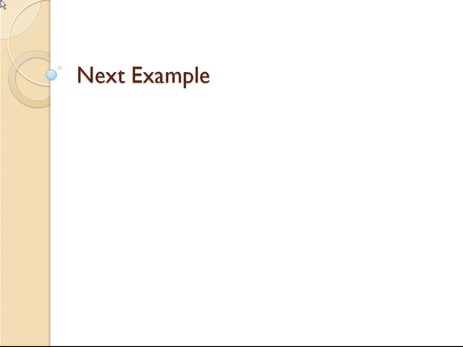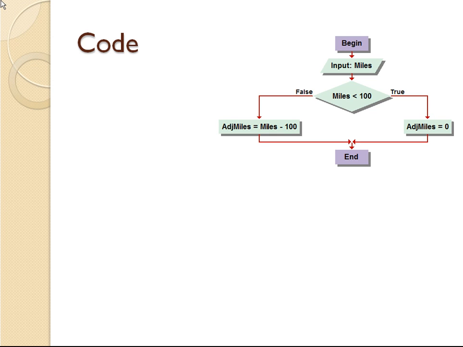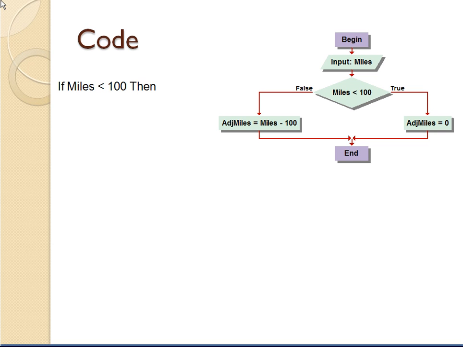The next example, it's very similar except we did the opposite kind of condition. If miles less than 100, okay, now visualize in your mind where you think the next line of code is going to go and what it's going to be. Indent it over. Adjusted miles equals 0. Put a 0 in adjusted miles. We're done with the true side. We're going to have to do the false, and that's the word else.